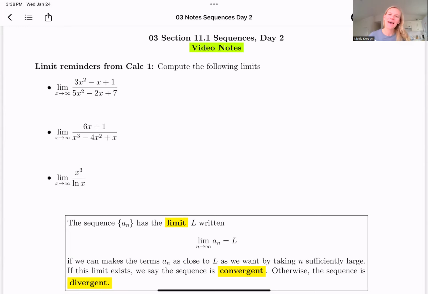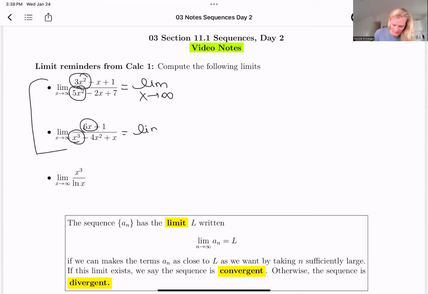So in Calc 1, we saw some rational functions where x approached infinity. That would be these first two examples. Remember, rational functions are a polynomial over a polynomial. If we have a rational function and x is approaching infinity, things behave really nice. We just look at the highest power of x in the numerator and denominator and get rid of everything else. The reason we do that is because x is getting really big, and so only the highest power will contribute the most. Everything else will be negligible in comparison to that highest power.